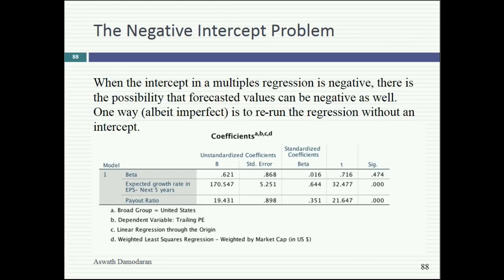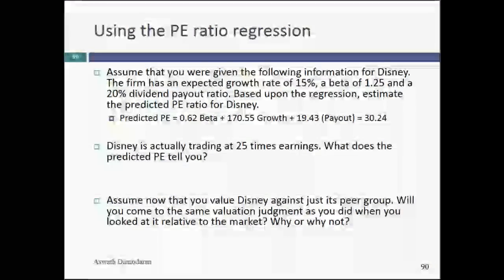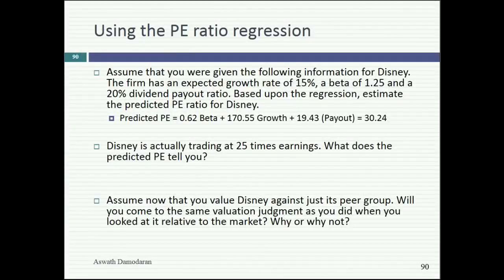Now, why am I doing all of this? Because I want to price a stock, right? So let's say I have this regression in front of me and I want to price a company. Let's give the company a name. Let's suppose that I want to price Disney and I have the regression in front of me. So basically I have the coefficients from the regression. And I tell you that Disney has a growth rate of 15%, a beta 1.25, and a dividend payout ratio of 20%. All of which I should be able to pull off Yahoo Finance or any other data source.